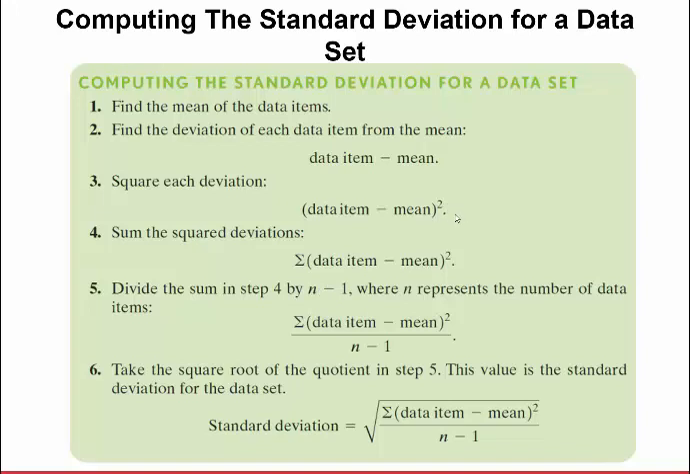Now, because we squared every item, we take the square root of it to unsquare it. So with the value we just found in step 5, we take the square root of that value, and that is equal to the standard deviation. So we let the letter S equal standard deviation. So standard deviation S is equal to the square root of the sum of each data value minus the mean squared, all of that divided by n minus 1.